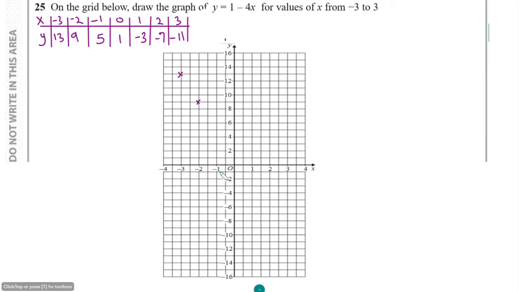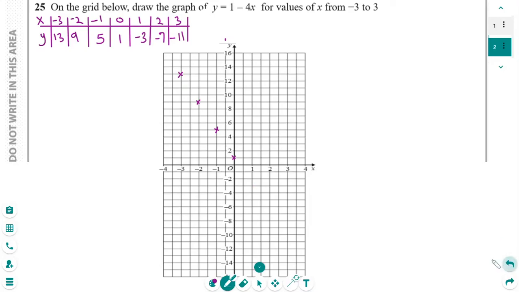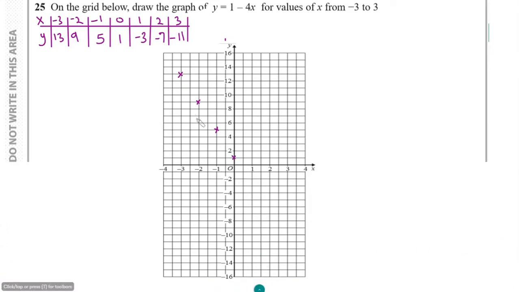When x is -1, y is 5. That'll be somewhere here. When x is 0, y is 1. So that's going to be somewhere here. And next, when x is 1, y is -3. Somewhere here. I have to make it even much clearer. Okay, when x is 1, y is -3.